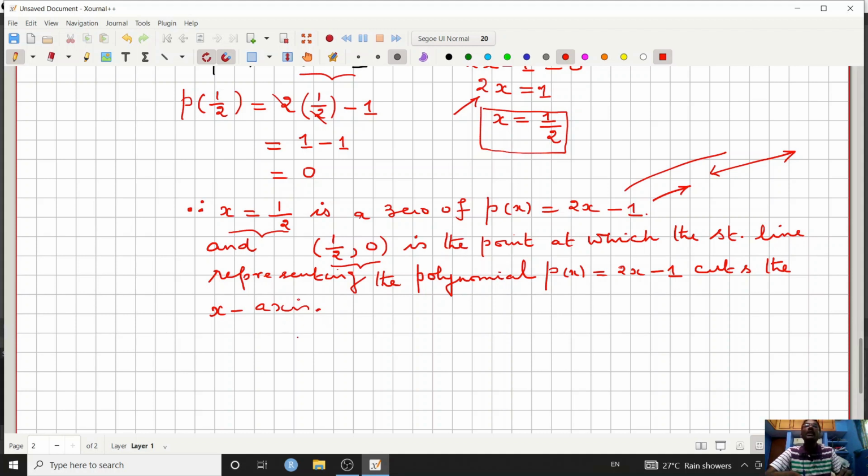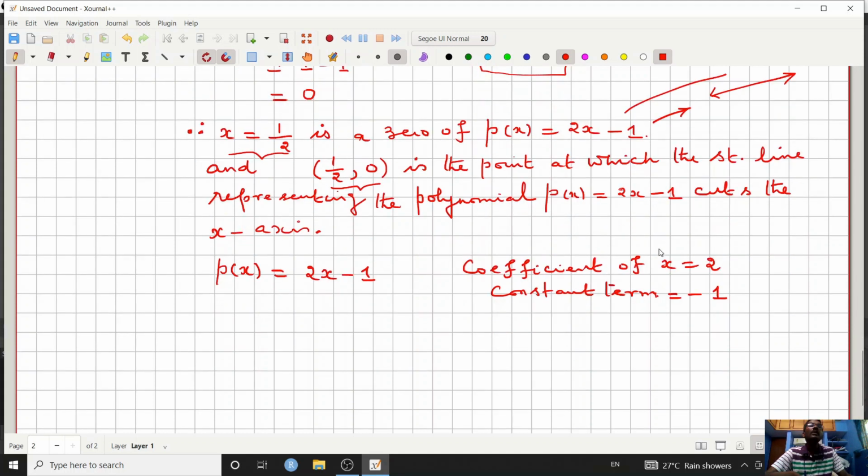Now you look at the polynomial carefully. So we are going to get the general formula. This is the polynomial, and we have found the zero to be 1 by 2. Now what is the coefficient of x here? Coefficient of x is 2. And what is the constant term here? Constant term is minus 1. So when you say the constant term, you have to tell it along with the sign.